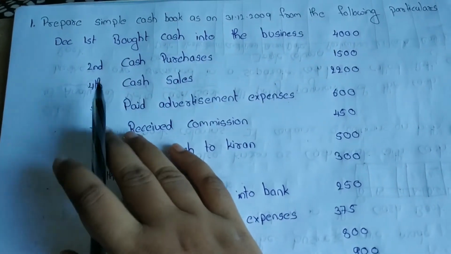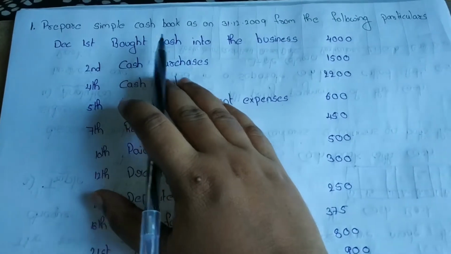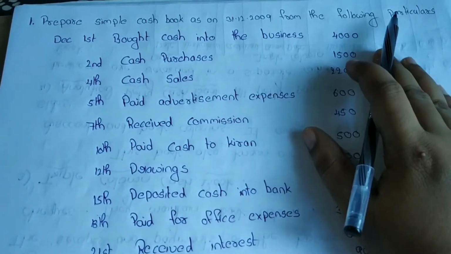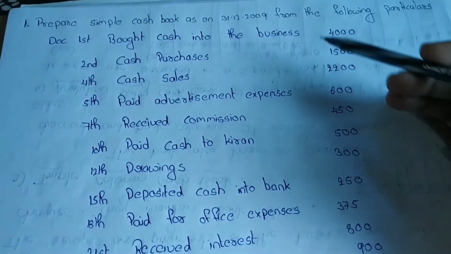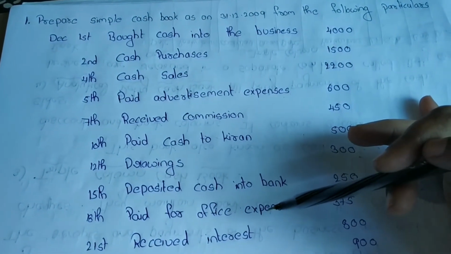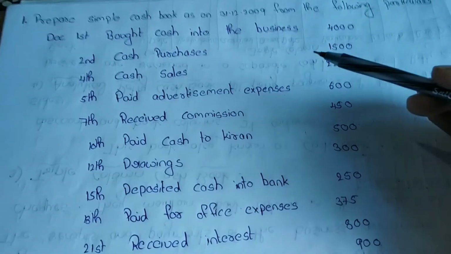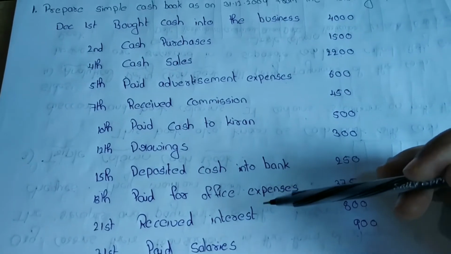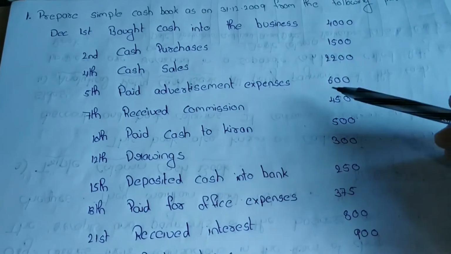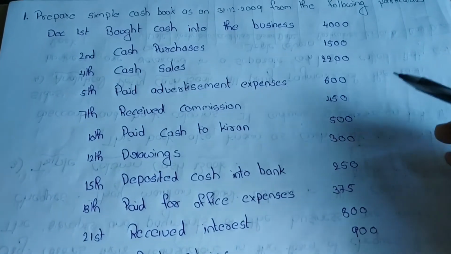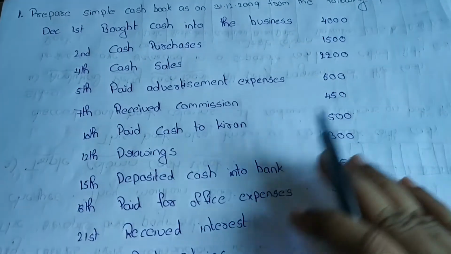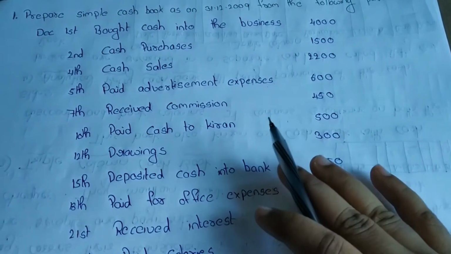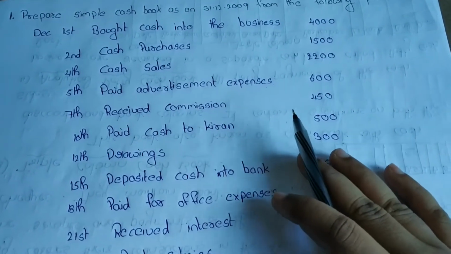See, problem number 1. Prepare a simple cash book as on 31st December 2009 from the following particulars. These are the transactions that happened in December 2009, and all of them are related to cash. By using these transactions we need to prepare a cash book. You may find a problem like this in your exams. So for this problem, we have to prepare a cash book.